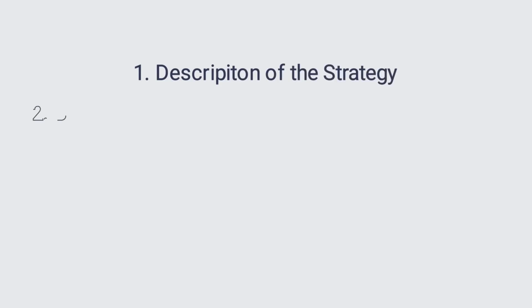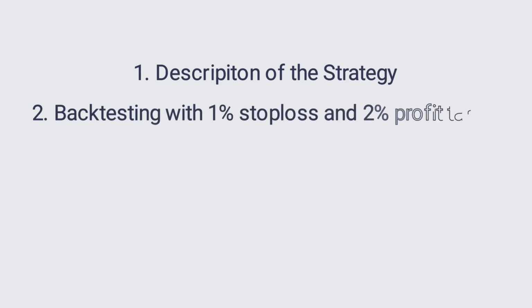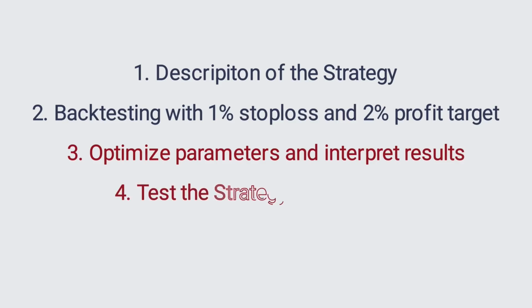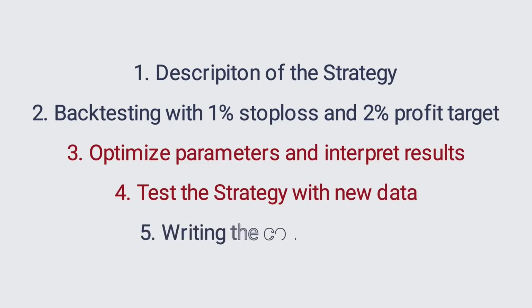Then I will backtest the strategy with backtesting.py with 1% stop loss and 2% profit target. Then I will optimize the stop loss and profit target parameters. Then we will test the optimized strategy with another period's data. Afterwards, we will look at the 3-year period and see the actual 612 trade results. Finally, we will code the strategy in Python together.